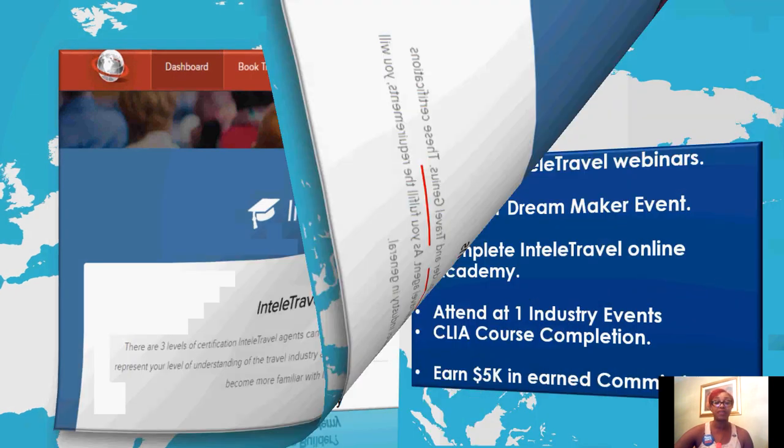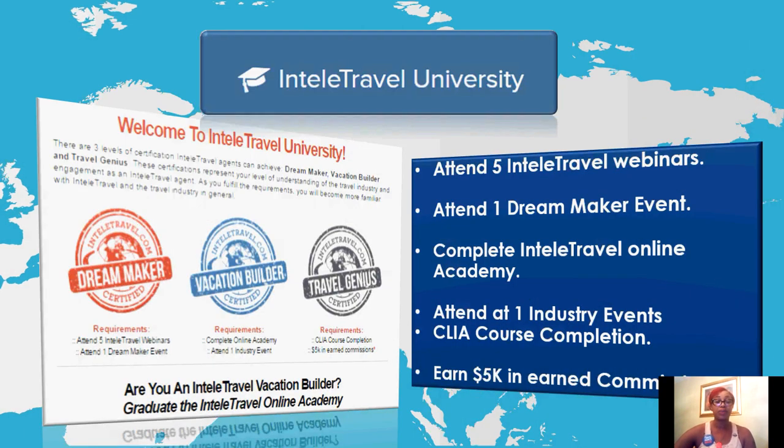InteleTravel has 3 different levels: Dream Makers, Vacation Builders, and Travel Geniuses. The requirements are to attend 5 InteleTravel webinars, which are the weekly webinars every Tuesday; attend 1 Dream Maker event, so check your calendars for the Dream Makers coming in your area; and attend 1 industry event, like a CLIA event or Cruise World event. Then CLIA course completion and, of course, earn $5,000 in commissions, and you'll be a Travel Genius. You don't have to earn $5,000 to be a Dream Maker or a Vacation Builder, but you do have to do that in order to be a Travel Genius.